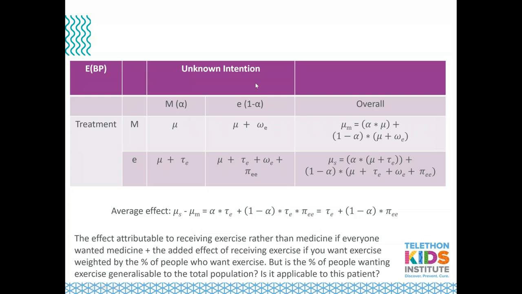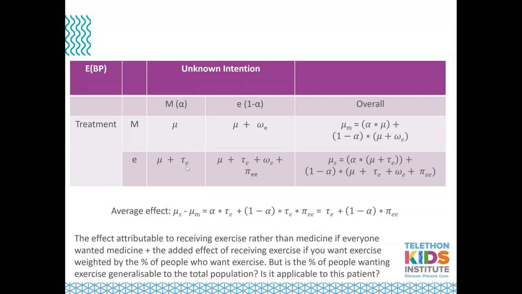What we don't measure in a conventional trial is what the preference was, what the intended treatment was, and so we can never know from a conventional trial whether there is a modification of the treatment effect by treatment preference.